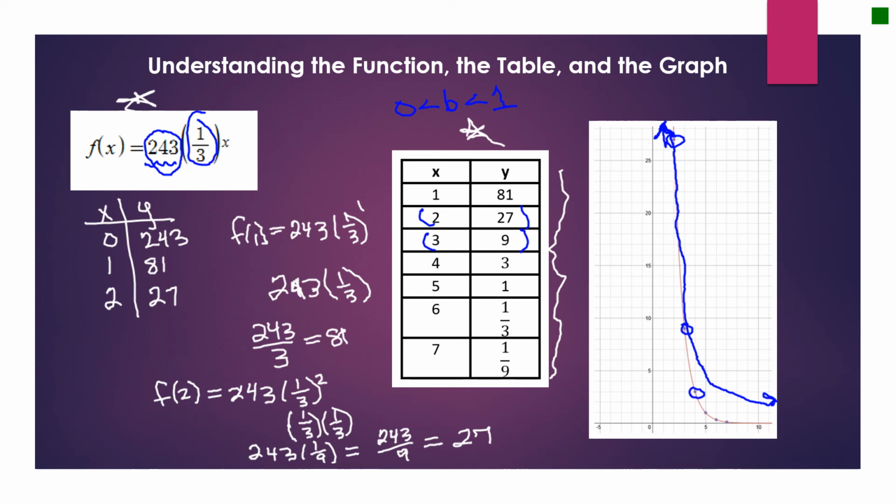And this is a function that, since b was between 0 and 1, it was, what was b? It was 1/3. And if b is between 0 and 1, the function is going to be decreasing. So as I move to the right, you can see this function is getting smaller and smaller and smaller and smaller.